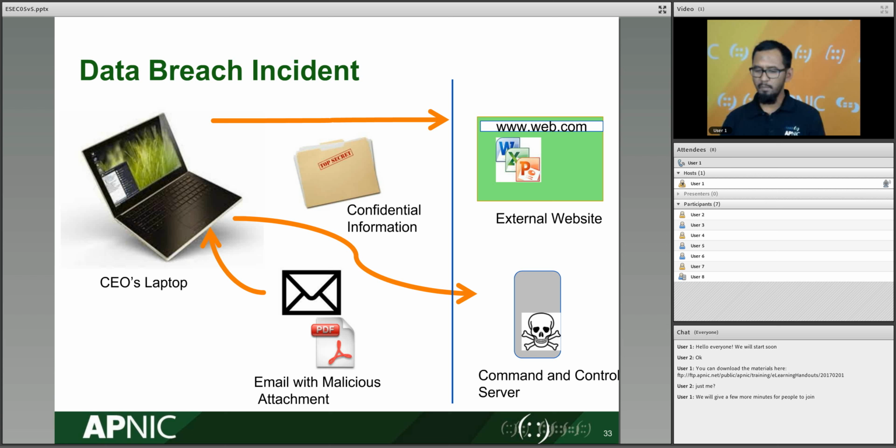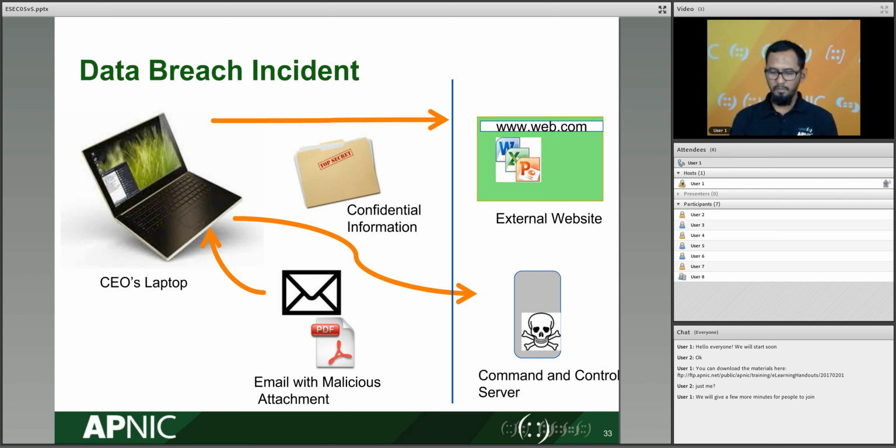So you've done some investigation, and it turns out that information did not magically just turn up there. It is as a result of a malware infection on the CEO's laptop. And again, that's probably a symptom. That's what you can see, but that malware infection actually came from an email that contains a malicious attachment.